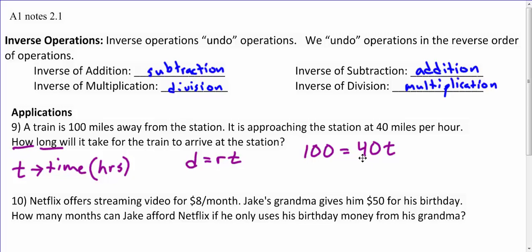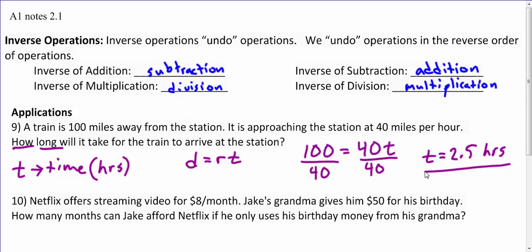Now to get t by itself, we have 40 times t. We need to undo the multiplication. Divide both sides by 40. And what we would get is 2 1/2 hours. So the time for the train to reach the station would be 2 1/2 hours.